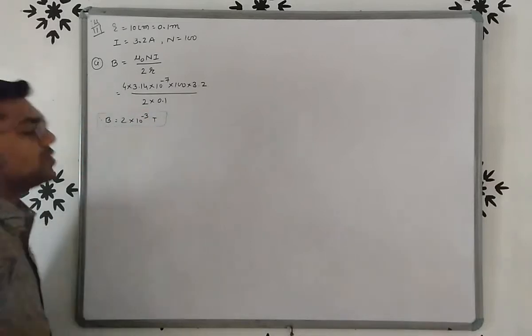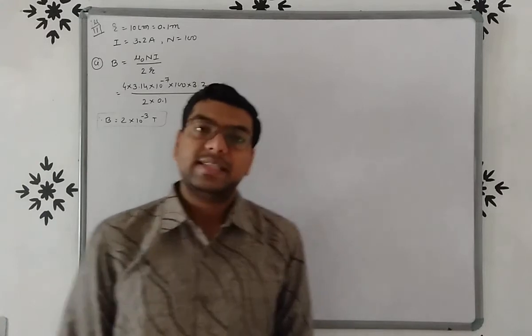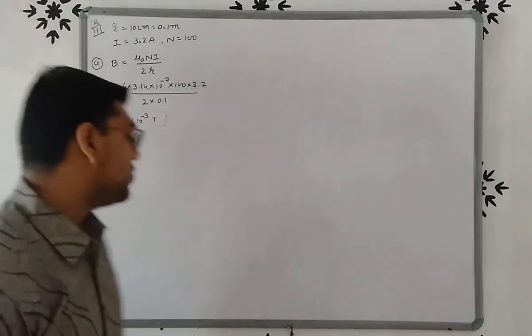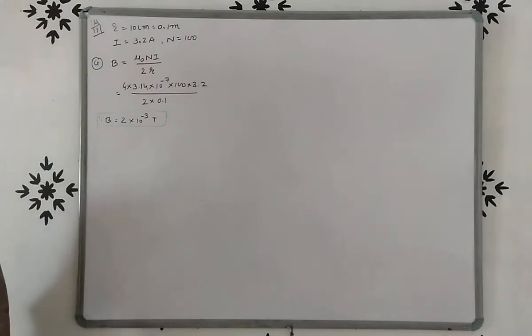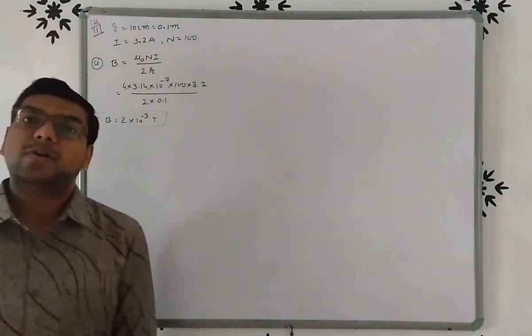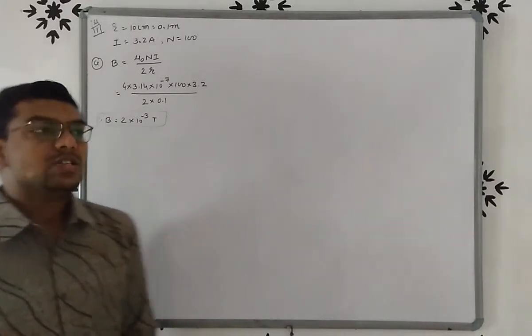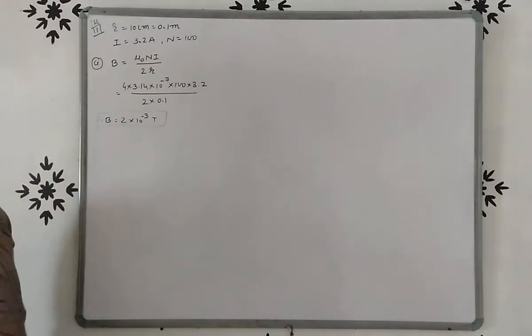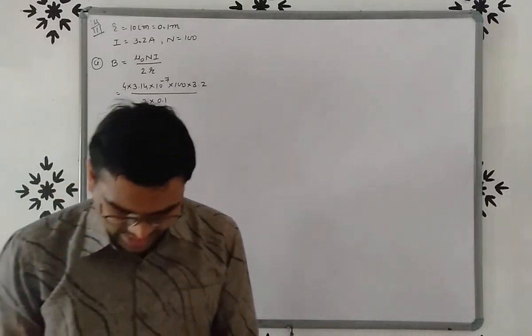Right? So here in the first case we have to find out the magnetic field at the center. We already know the formula of magnetic field at the center of a coil, B is equal to mu 0 N I upon 2R. Then we know the values of mu 0, N, I and R. So after the calculation we will get magnetic field B as 2 into 10 raised to minus 3 Tesla.